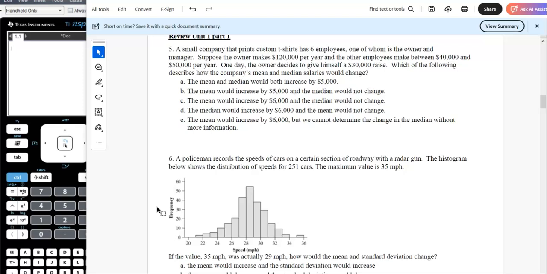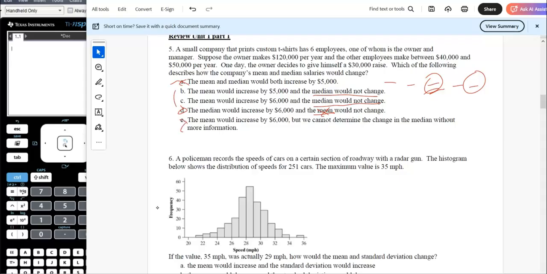So changing the highest number in a data set to make it much bigger is not going to affect the middle of the data at all. The medians can be very resistant to that. So I don't think the median would change. So this one's wrong. Wait, the mean would not change? That's silliness. I don't think we need that. Okay, so it's either B or C.